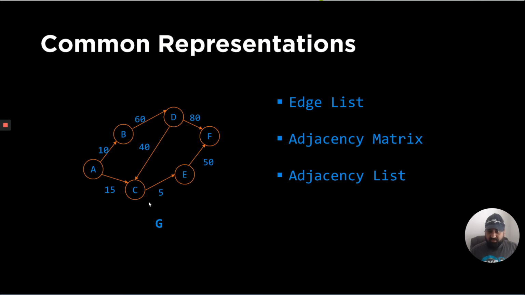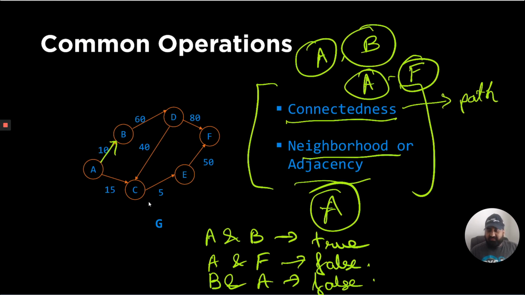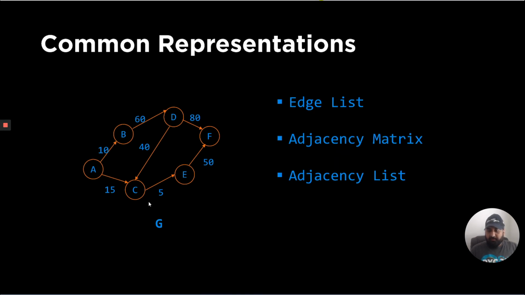So in the next video, we are going to start discussing the three common representations, and we are going to discuss the behavior in terms of connectedness as well as adjacency. For adjacency, if I ask what the neighbors of A are, it should return B and C, and so on. And the three common representations that we are going to talk about are edge list, adjacency matrix, and adjacency list.